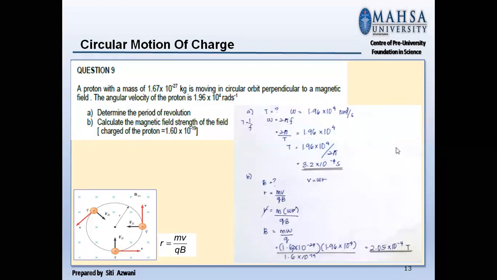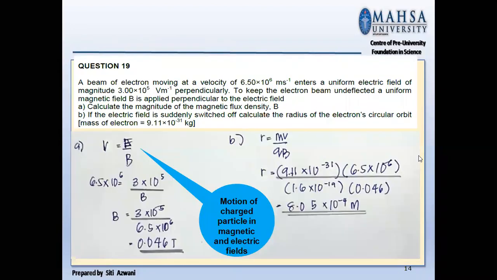Okay, let's do the next question. Question number 19. Actually this is under the same topic, circular motion of your charged particle. You can see here the same formula you need to use to solve your problem: r equals mv divided by qB.